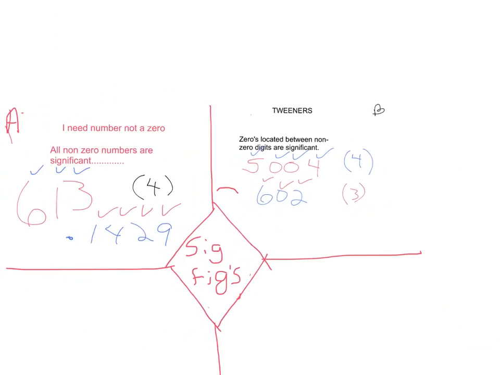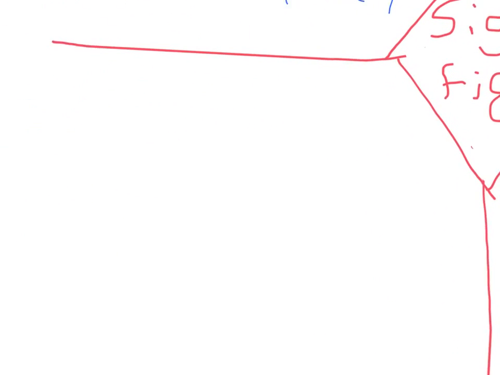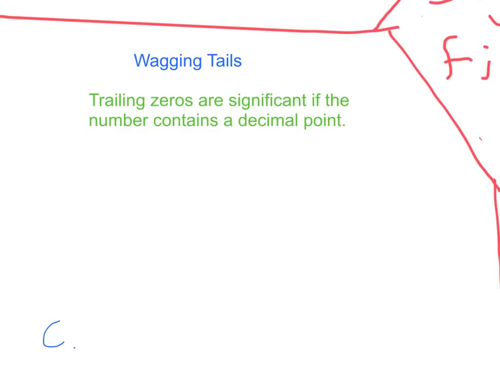So let's zoom out here. Let's get down to this other corner, in the bottom left-hand corner. We're going to call quadrant C for our graphic organizer. Once again, we've got a little silly name, because I like silly names. We got the wagging tails for this category. All right, guys, the rule was simply this. Trailing zeros are significant if the number contains a decimal point.